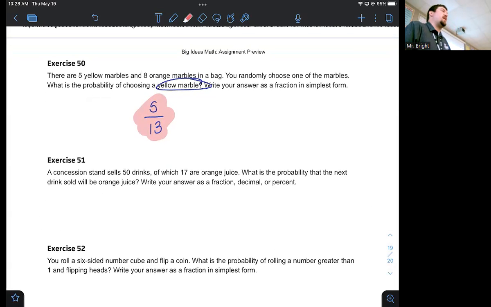Is that based off of theoretical or experimental probability? Yeah, it's theoretical. We don't have data on this. We haven't seen any marbles come out yet. We're just using common sense, what we know should happen.